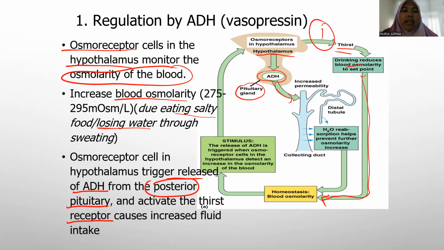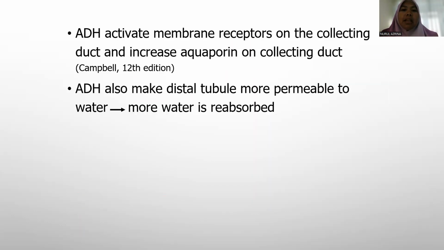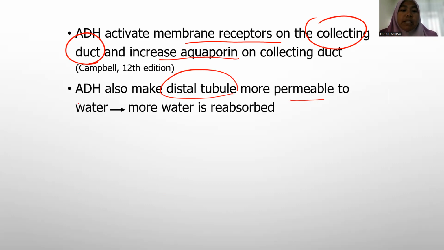All right. Okay. So next. As for the kidney, ADH activates membrane receptors on the collecting duct to increase aquaporin on the collecting duct. So it also makes the distal tubule become more permeable towards water. In other words, ADH causes the collecting duct and also the distal tubule to become more permeable towards water. So more water will be reabsorbed from the distal tubule and also the collecting duct.